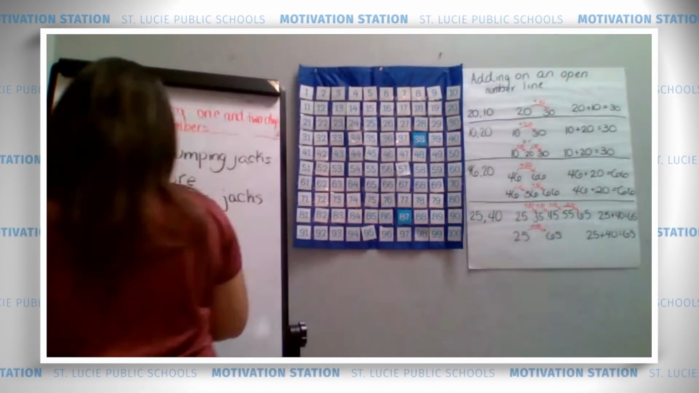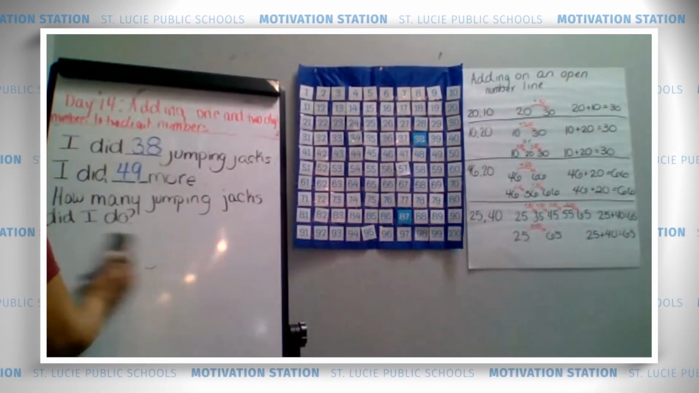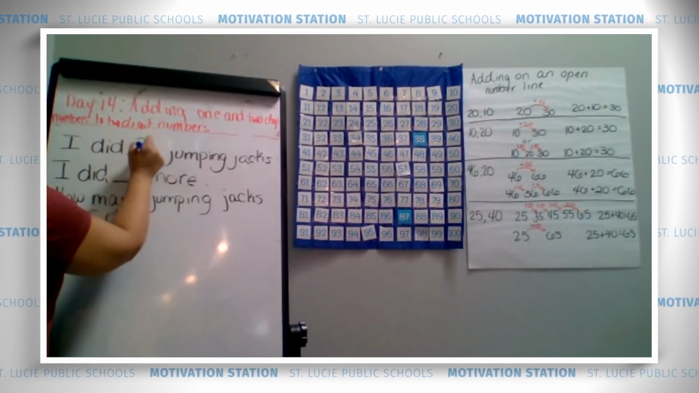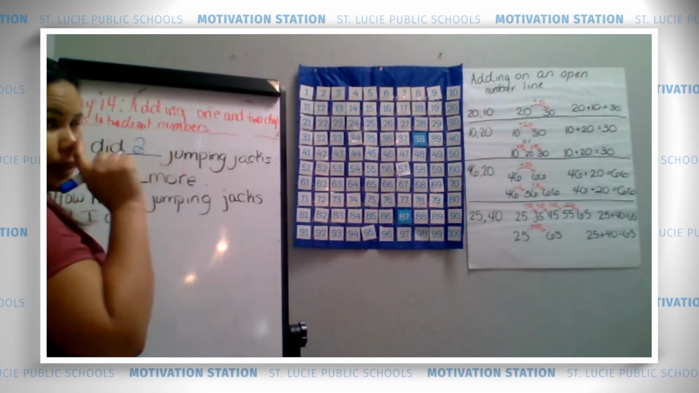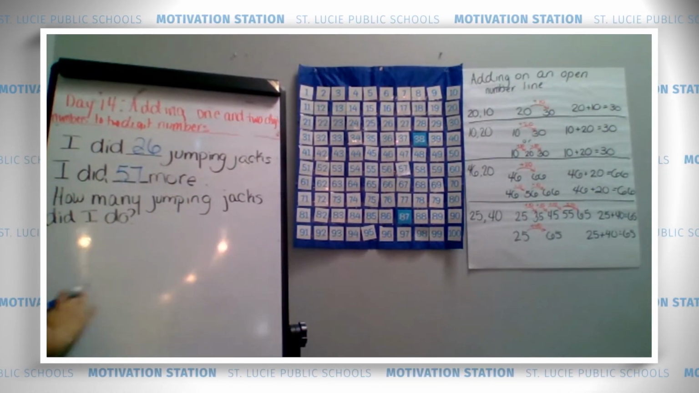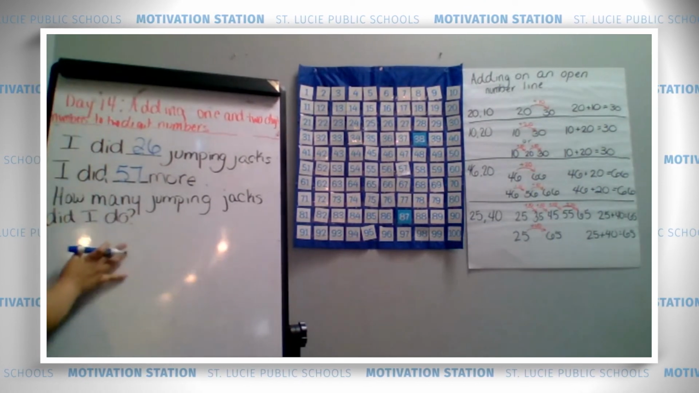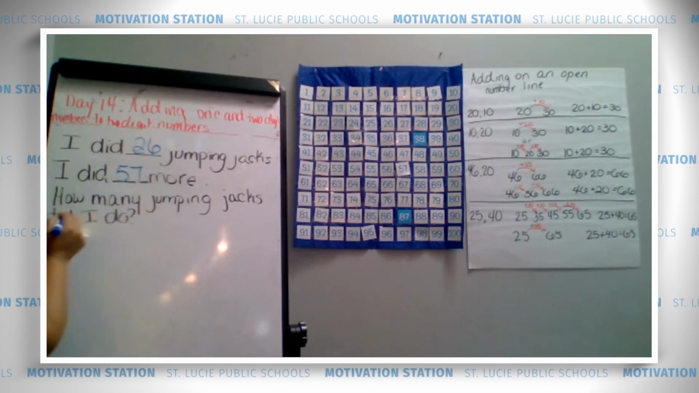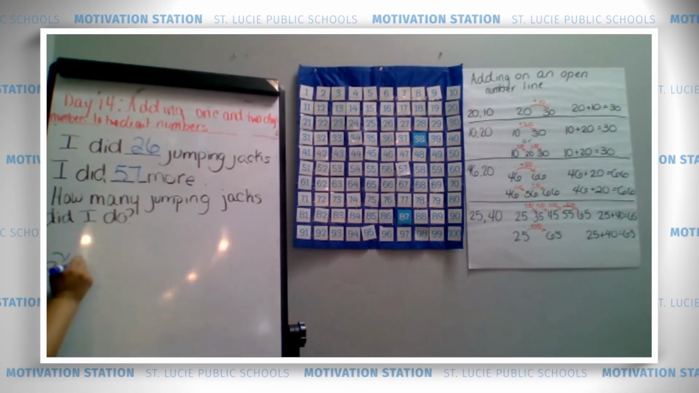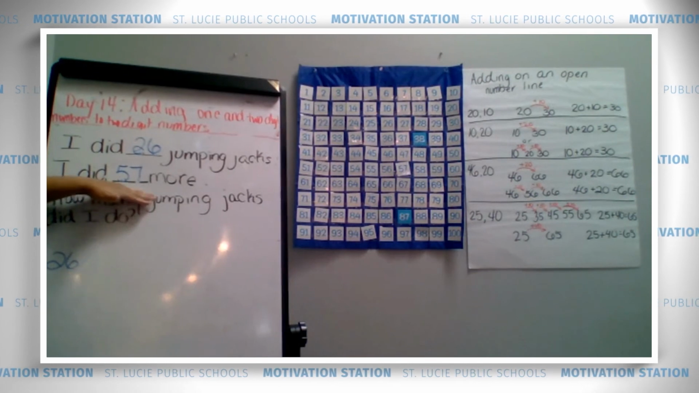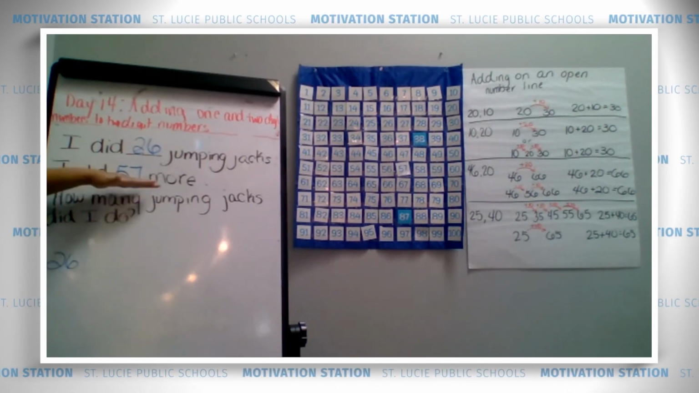Okay, let's try one more before you start to work in your book. Let's try 26 plus 57. I'm going to come here this time first, and we're going to use our 100 chart to check our work. 26 is our starting point. How many tens and ones do you see in 57? Yes, 5 tens and 7 ones.